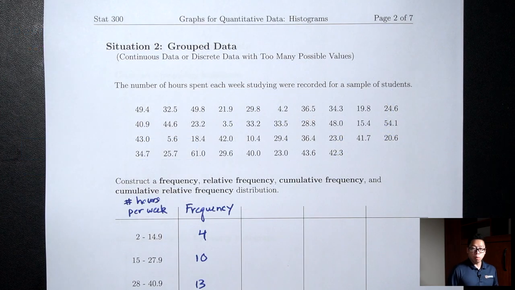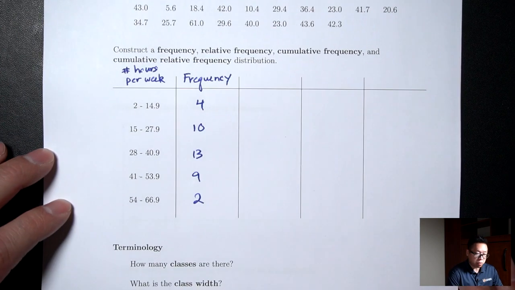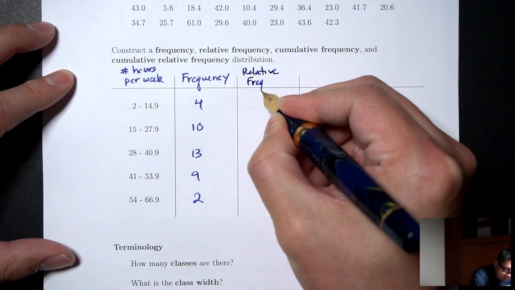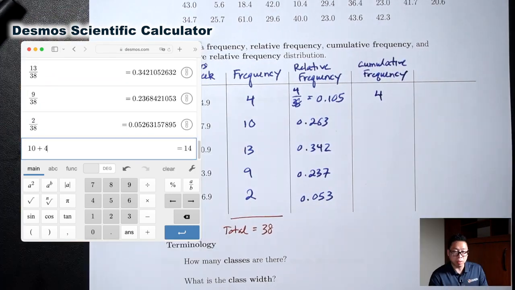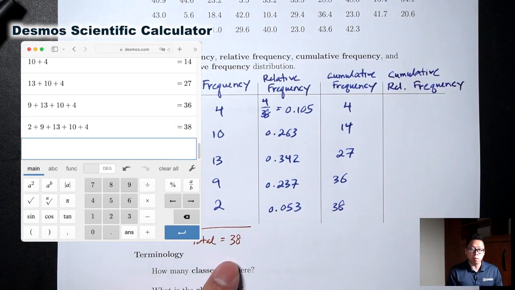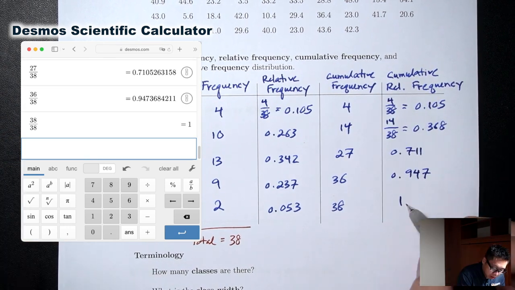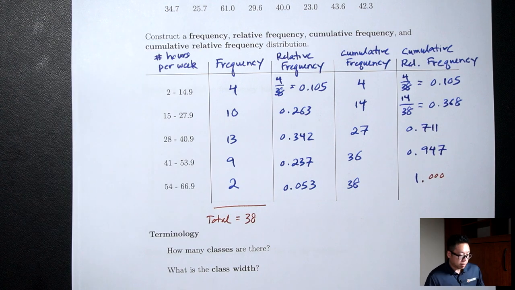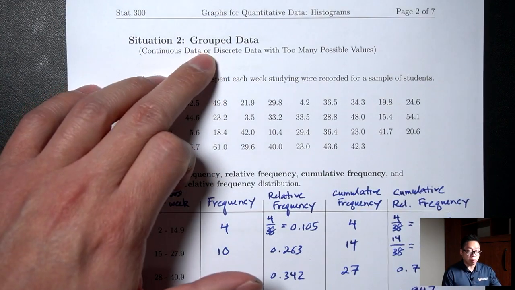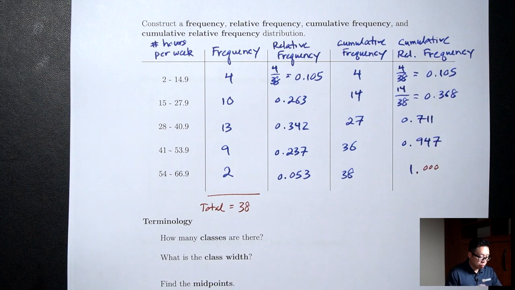Let me now fill in the table for situation 2. The process is exactly the same. So let me just show you the answers. All right, and that's the table for situation 2. Now, there's some vocabulary that I need to introduce for the situation 2 where we're talking about grouped data. And grouped data, remember, is we're just breaking up the data into ranges here.